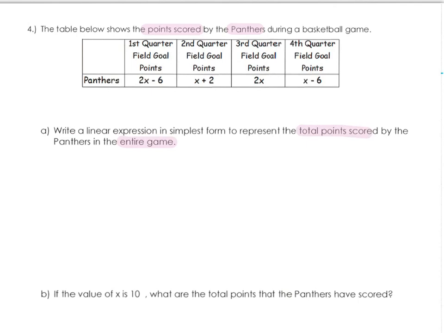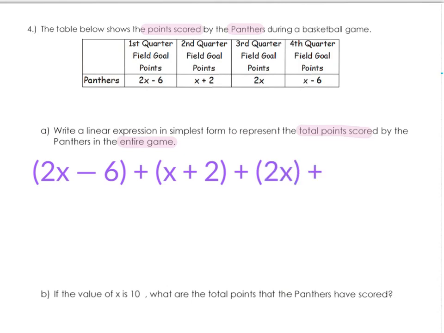So if I'm looking for a total and all those points put together, I know that I need to add those points together. So I'm going to keep the quarters together first to make sure that I didn't forget any of my quarters. So I'm going to start by writing the first quarter. They ended up with 2x minus 6. And then I'm adding the next quarter, which was the x plus 2. So move that over a little bit. So I'm adding the x plus 2. And then I'm adding my 2x, and then I'm adding my x minus 6.